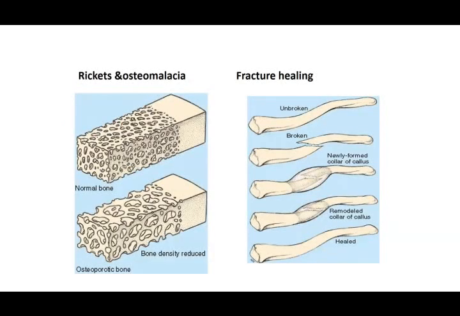This is rickets and osteomalacia compared with normal bone, and osteoporotic bone is when there is a lack of salts. When a bone is fractured, first there is formation of an immature callus, a small amount of cartilage and membranous tissue, called the collar of cartilage, at the place holding the two bones together. Then there is remodeling of this cartilage, and you have the healed, newly formed bone.